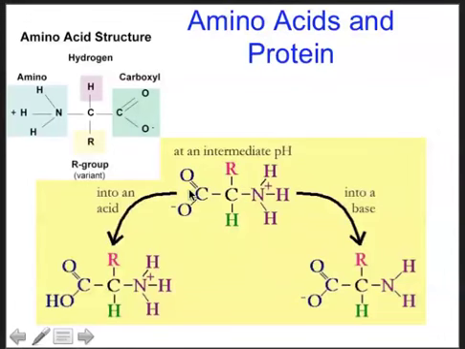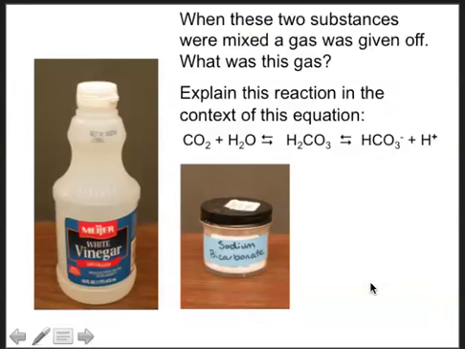This is what happens again to an amino acid in an acid environment. This is what happens to it in a basic environment. And either way, the bottom line is that we restrict either the buildup of protons in the case of an acid challenge, or we restrict the buildup of hydroxide anions in the event of a base challenge. Okay, when these two substances are mixed together, a gas was given off.